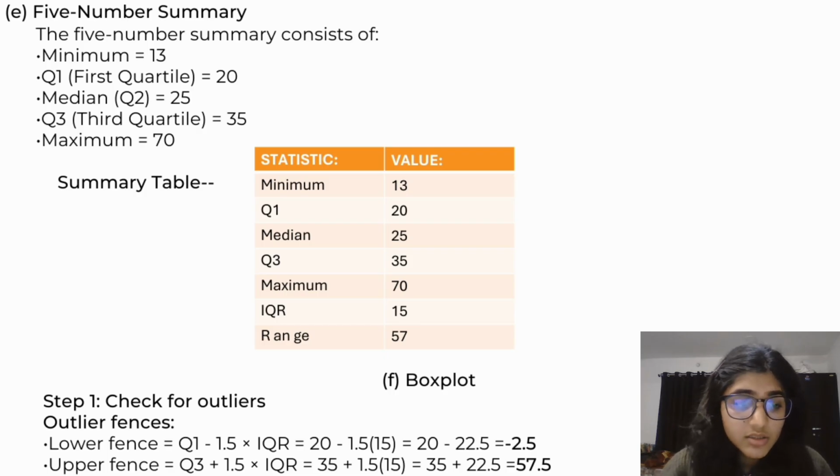Now in the F part, it is asked to draw the box plot. So to draw the box plot, we need to check for outliers using fences. The lower fence is equal to Q1 minus 1.5 into IQR, that is 20 minus 1.5 into 15, which gives us minus 2.5. And for the upper fence, we have Q3 plus 1.5 into IQR, which gives us 35 plus 1.5 into 15, which results in 57.5.